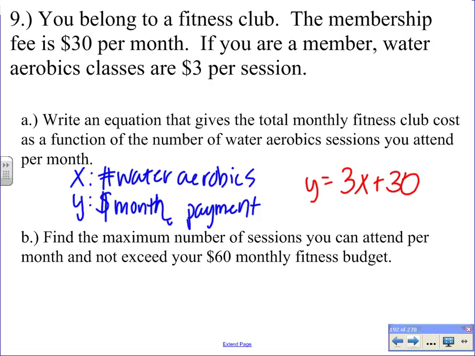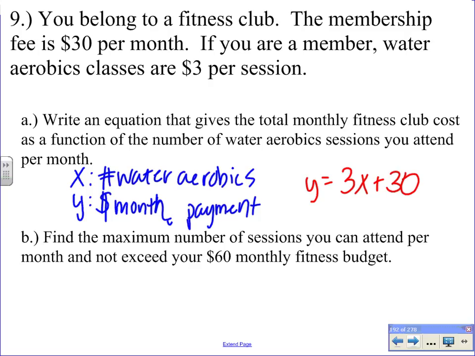Awesome, good job. So each water aerobics class is $3 each. We don't know how many that we're going to go to, so that's X. And we have to pay the flat fee of $30. Mike, did you have a question? No, never mind.